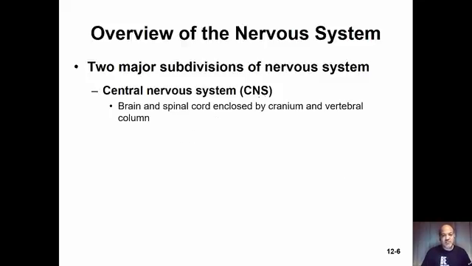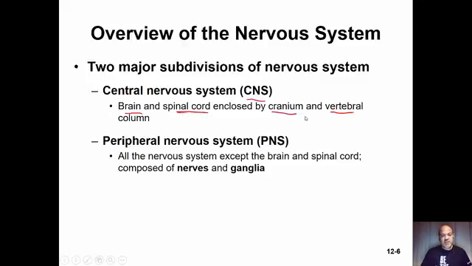There are two major subdivisions of the nervous system. One is the central nervous system, or the CNS. This involves the brain and the spinal cord, which are enclosed by the cranium and the vertebral column. The cranium protects the brain, the vertebral column protects the spinal cord. Then we have the peripheral nervous system, or the PNS, and these are all of the nervous system except the brain and spinal cord, and this includes nerves and ganglia.